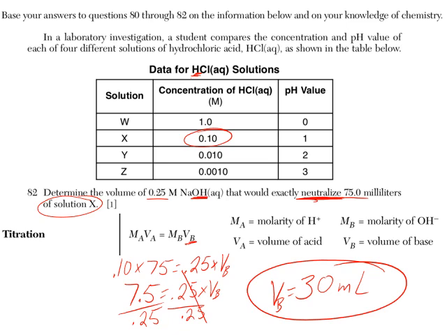So the base is a little more than twice as strong. It's about 2.5 times as strong, 0.25 compared to 0.10 for the acid. So the volume of base needed is the opposite. That's a little less than half of that, 30 compared to 75. The base is stronger, so you need less of it to balance out more of the weaker acid.